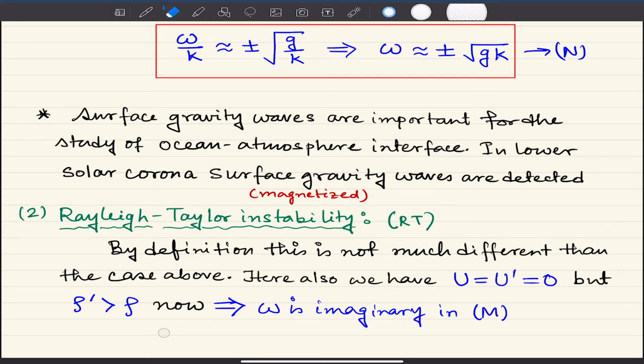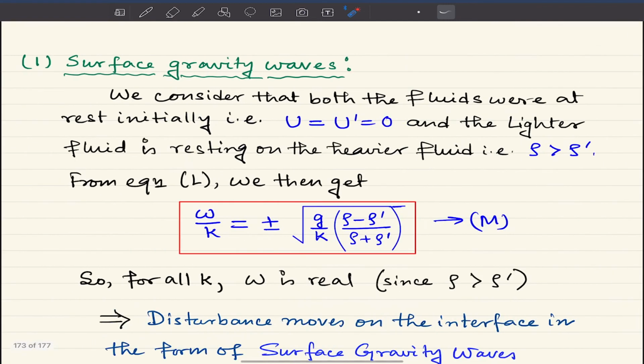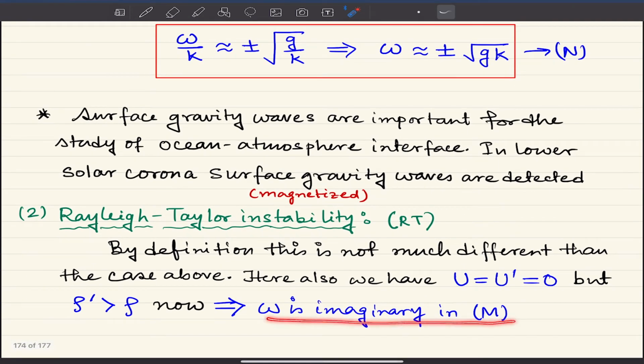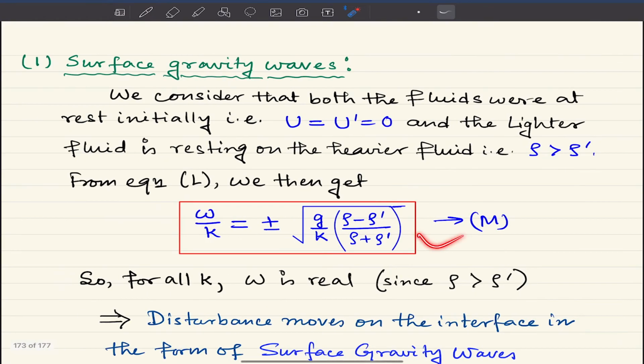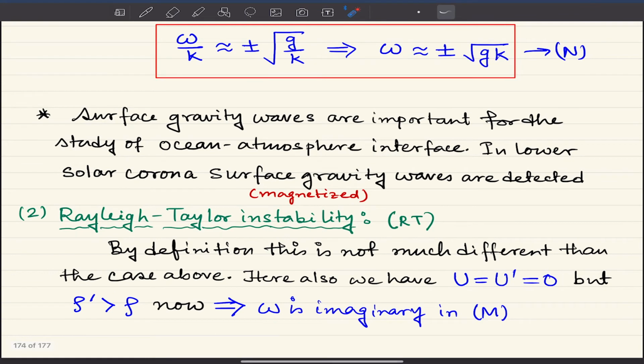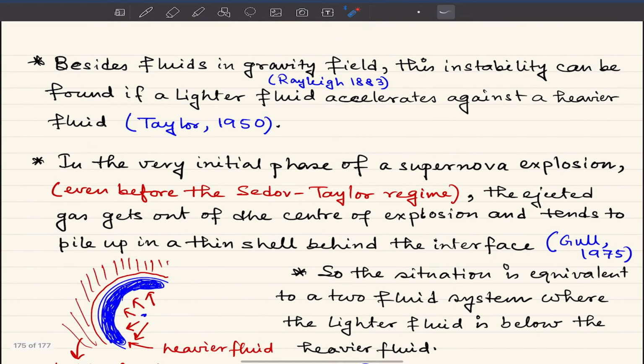And if this is true, then from this equation you can actually see that rho prime is greater than rho, so it must be negative, and so omega should be imaginary in the equation M. Okay, so this part will add finally to the instability. Okay, and this is known as the Rayleigh-Taylor instability.